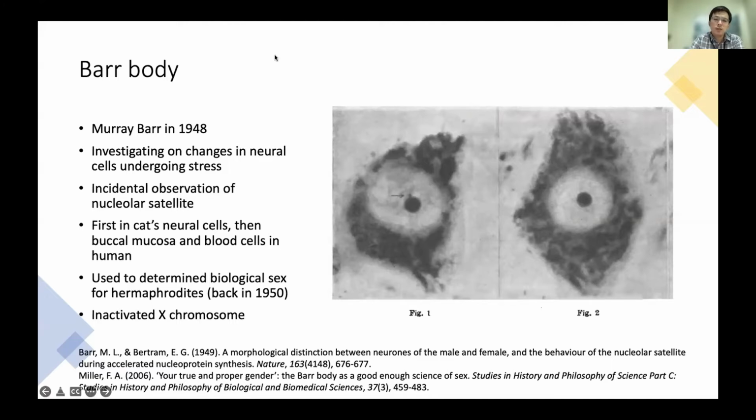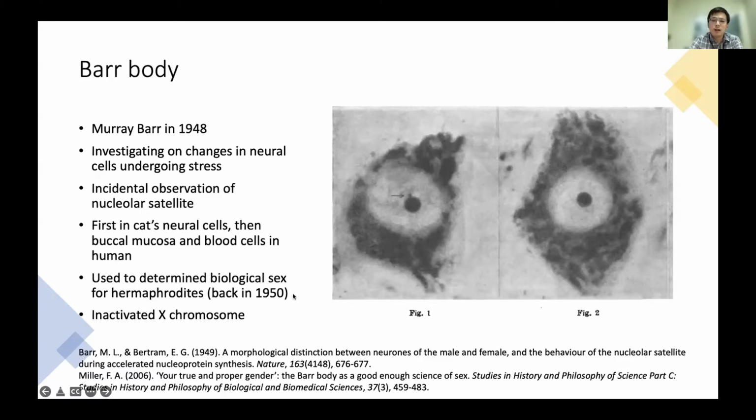However, there are also incidental observation of this nuclear satellite, as you can see here in this figure 1. So they observed that this nuclear satellite, it correlate very well with the female cats. So they later on also extend this observation into the human's neural cells and also buccal mucosa and blood cells in the human, and the findings are consistent. This Barr body was even used to determine the biological sex for the intersex or ambiguous genitalia back in the 1950s.